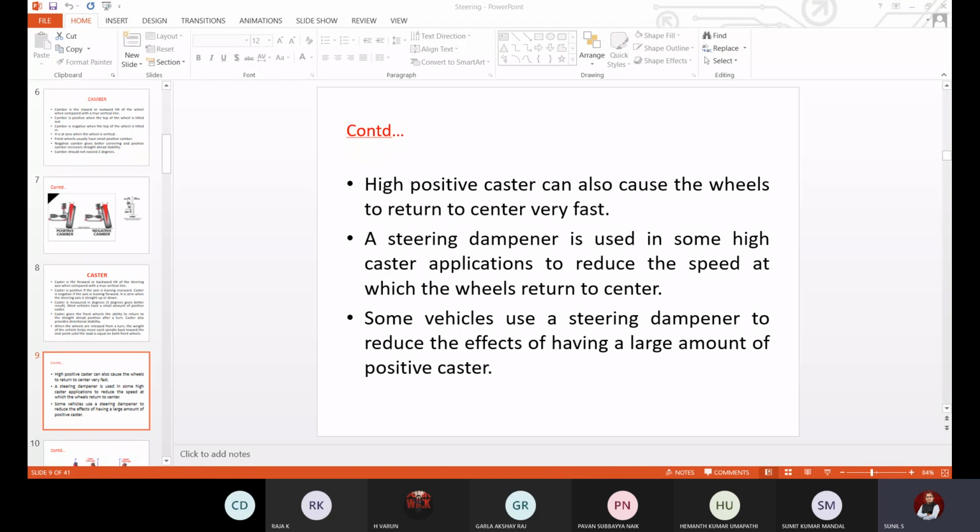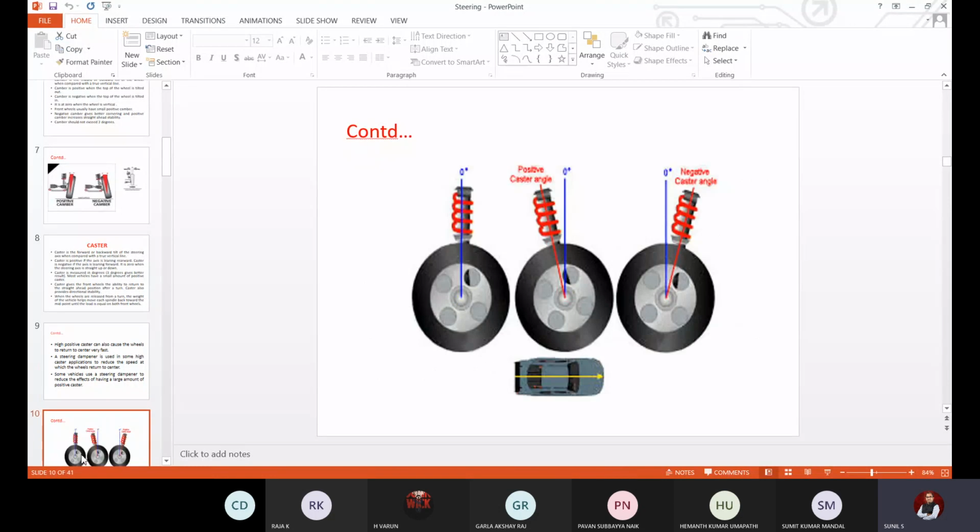Please make a note. See, if they ask you to explain any of the angles, with the help of a rough sketch only, you have to represent it. Okay, you can take down this sketch.